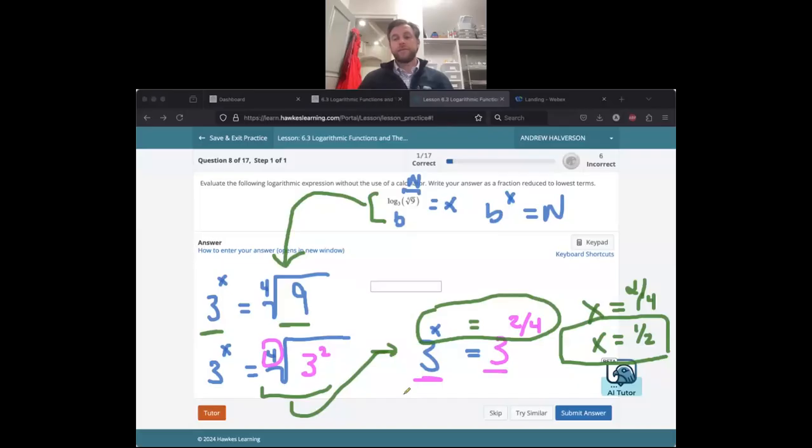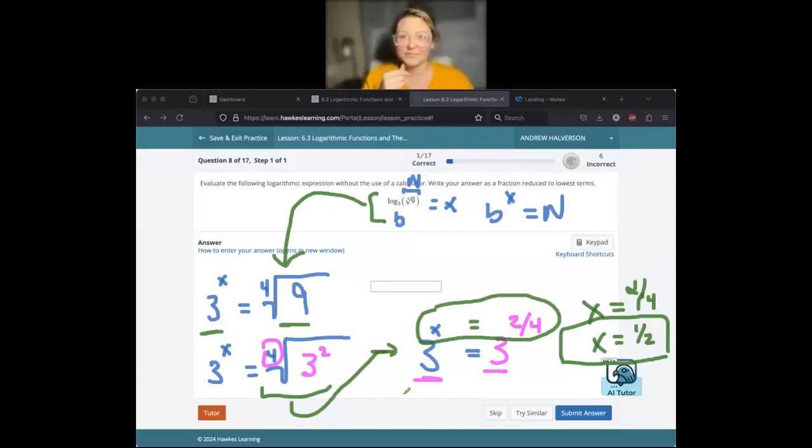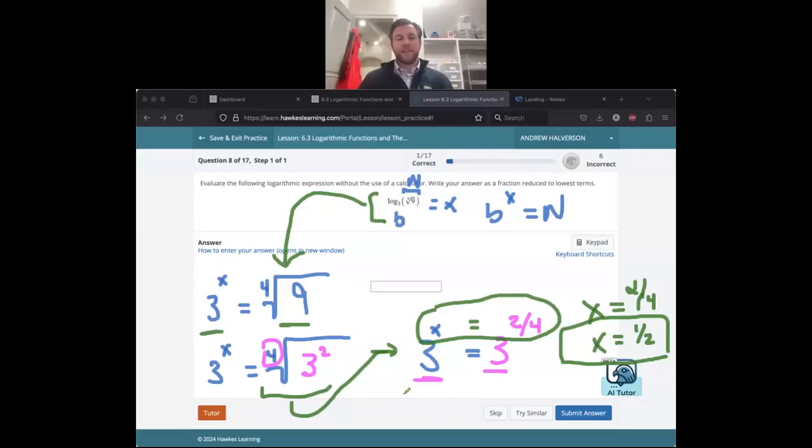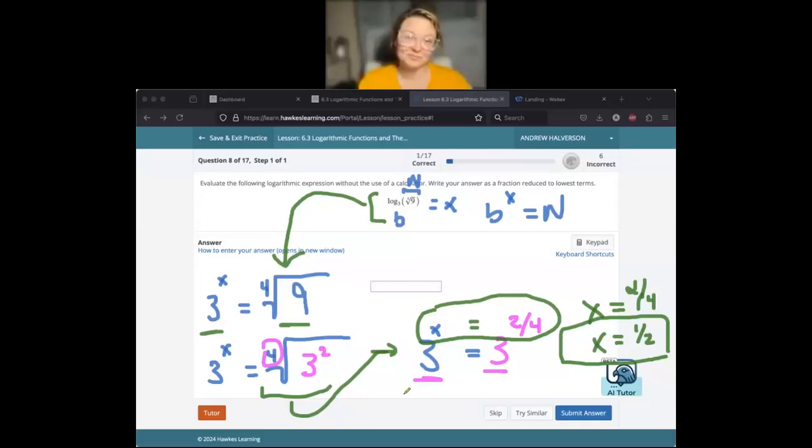I used Desmos and it came out with 0.5. Yep, I typed in the entire thing. There you go. See, it came out with 0.5. Desmos can help too.